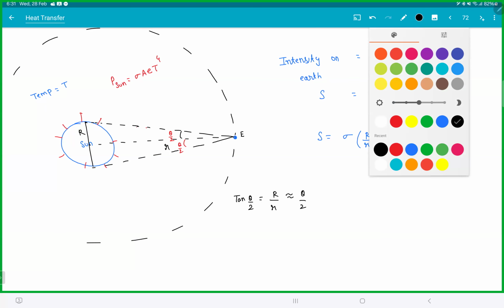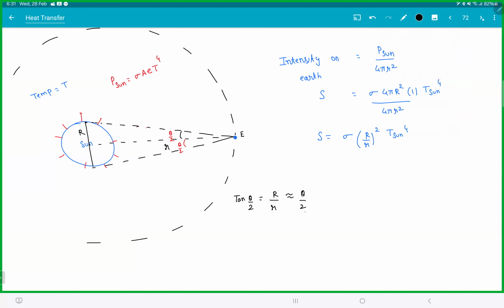Now, I don't know capital R, I don't know small r, but I know what capital R by small r is. So S is equal to sigma theta square by 4 times temperature of the sun power 4. Therefore, the temperature of the sun is the fourth root of 4 times the solar constant by sigma theta square. Theta should be in radians. When you solve this, approximately you end up with 5800 Kelvin, which is pretty close.